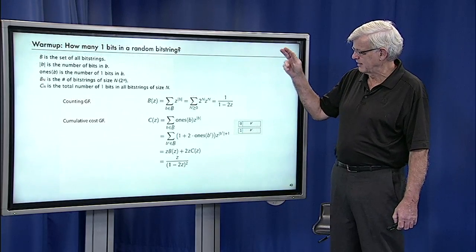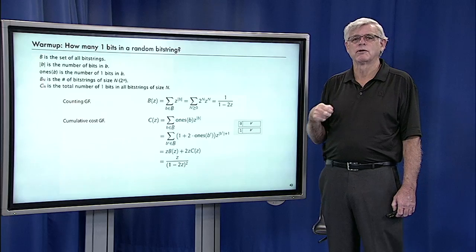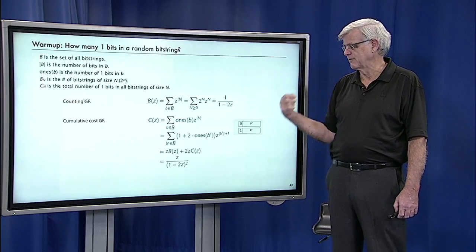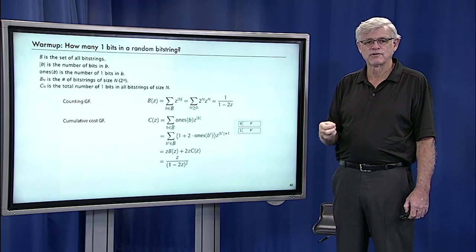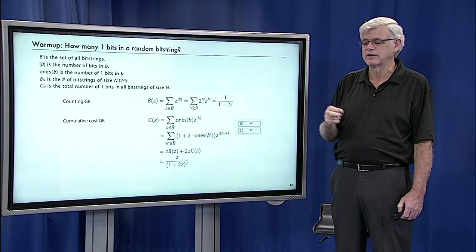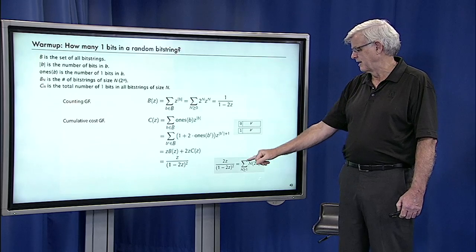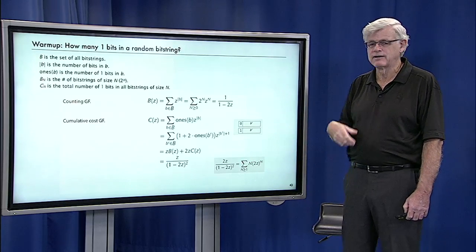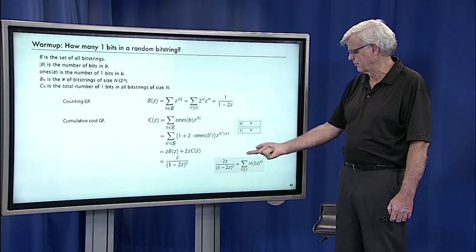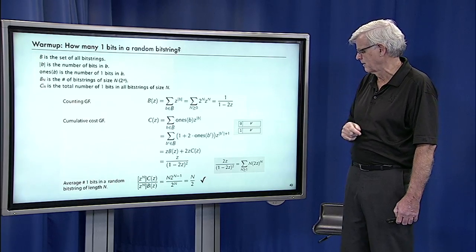So now we have explicit expressions for both the enumerating GF and the accumulated cost GF, and all we need to do is extract coefficients from those two functions in order to get the average cost. z over 1 minus 2z squared is a standard generating function that we've seen several times before.